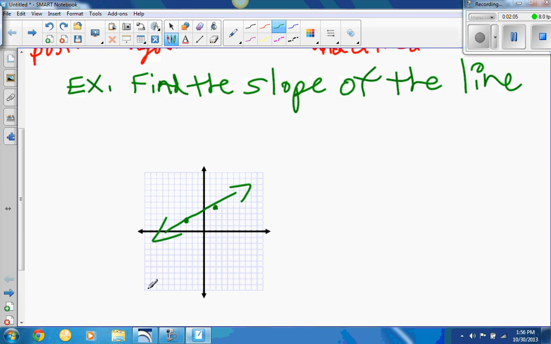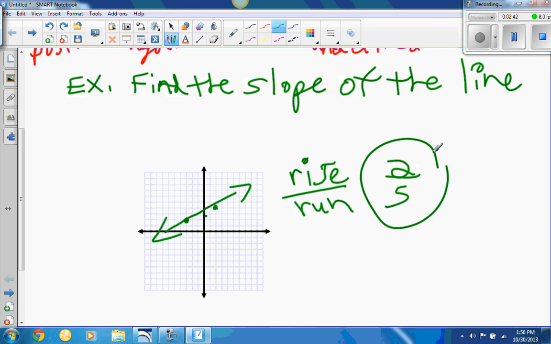Remember that you always start at the left side of the graph, okay, and go to the right. You can tell it's starting low and going high, so you know it's positive, just by looking at that. So from this point here to this point is where I'm going. Again, to find slope, we do rise over run. From the left point, how far am I rising? 1, 2. Remember, you're counting the spaces, not the lines. From this point to this point going across, the run is 1, 2, 3, 4, 5. So my slope is a positive 2/5.